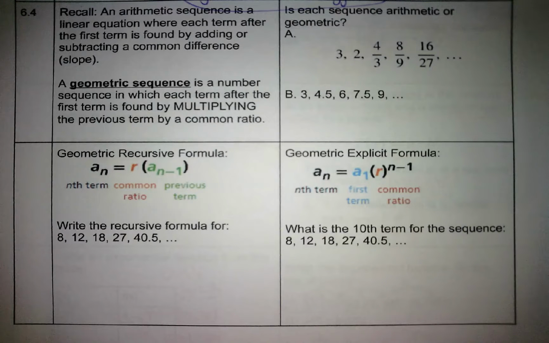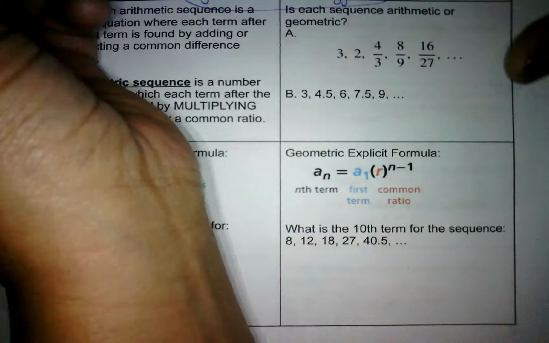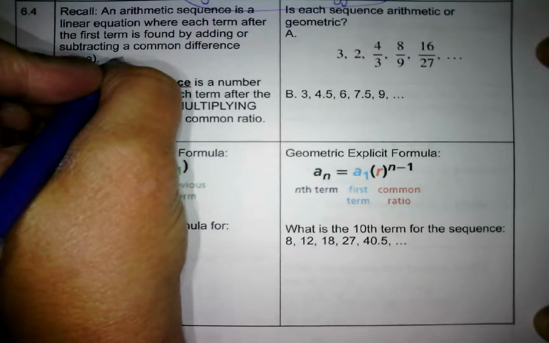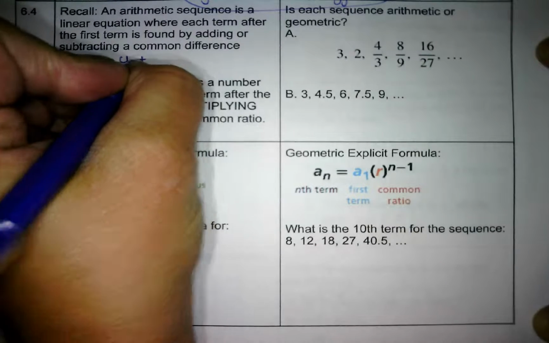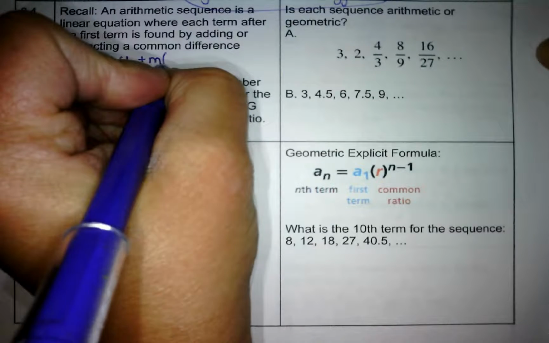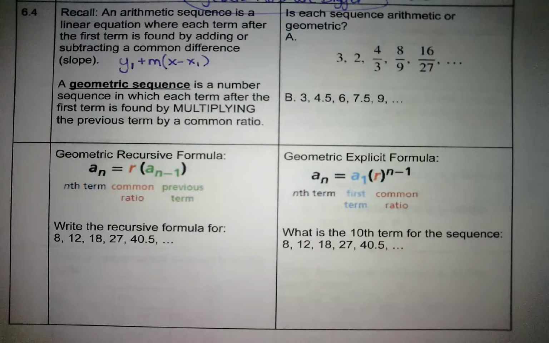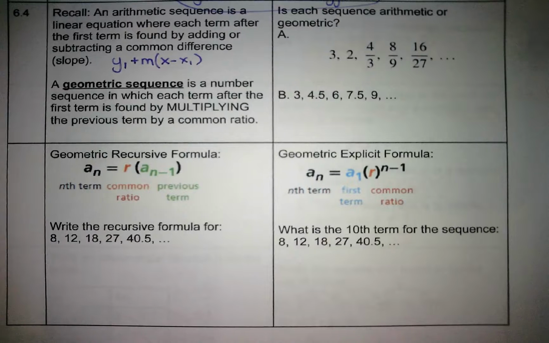Let's talk about something called a geometric sequence. But first, we have to remind you what an arithmetic sequence is. An arithmetic sequence is a linear equation where each term after the first term is found by adding or subtracting a common difference. So we have some initial amount, our y1, and we're adding or subtracting a slope to our initial amount, right? It's a linear function. But now we're going to talk about geometric sequences.